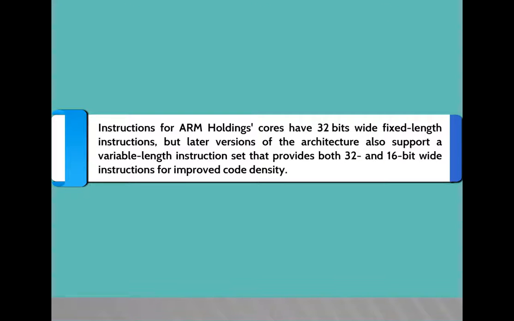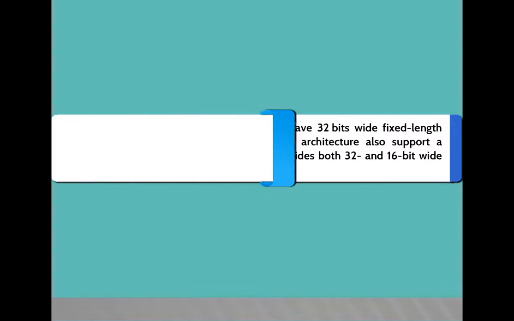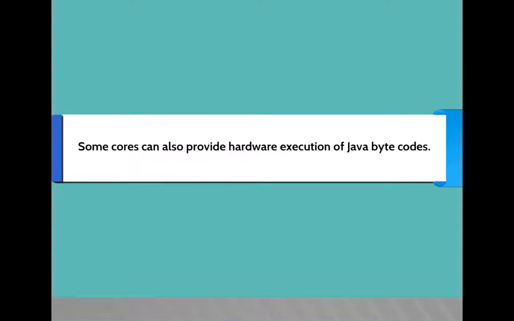Instructions for ARM Holdings cores have 32-bit wide fixed-length instructions, but later versions of the architecture also support a variable length instruction set that provides both 32 and 16-bit wide instructions for improved code density. Some cores can also provide hardware execution of Java bytecodes.